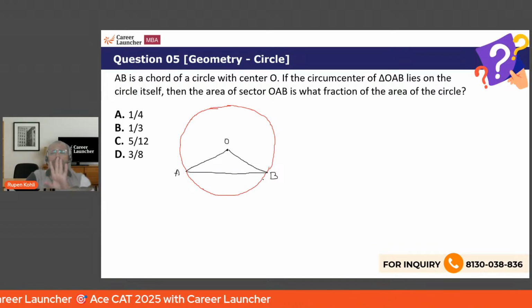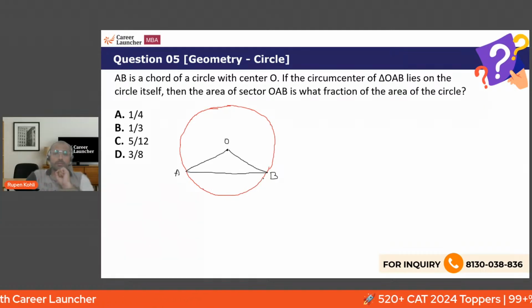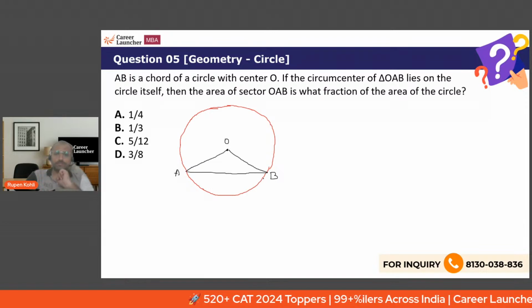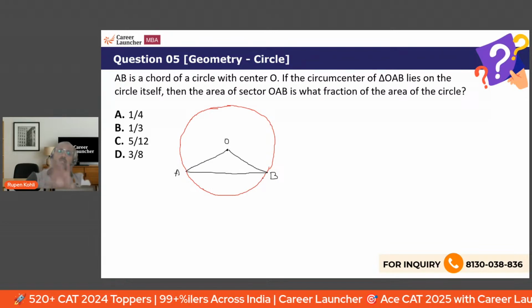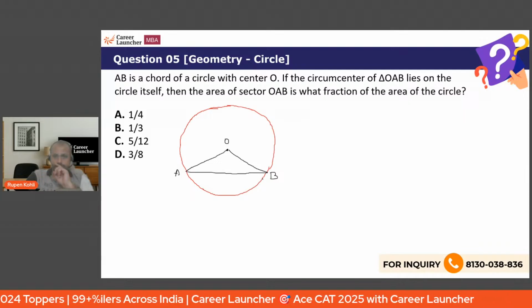So I'm not going to draw that completely. That's not the point. The main theme is that the circumcenter is on the circle. Circumcenter is the point of intersection of the perpendicular bisectors of the three sides of the triangle.